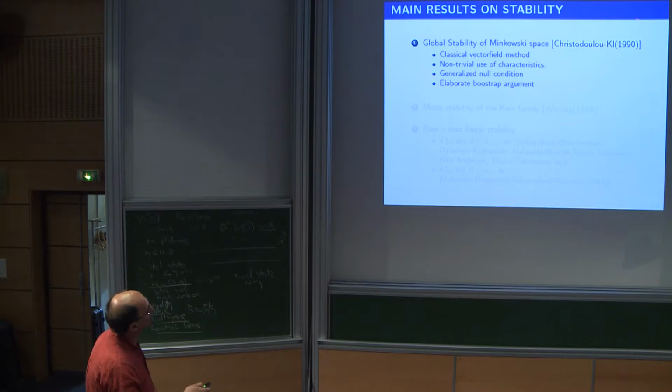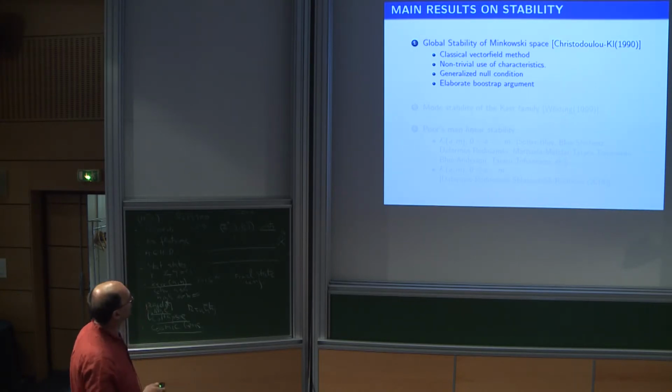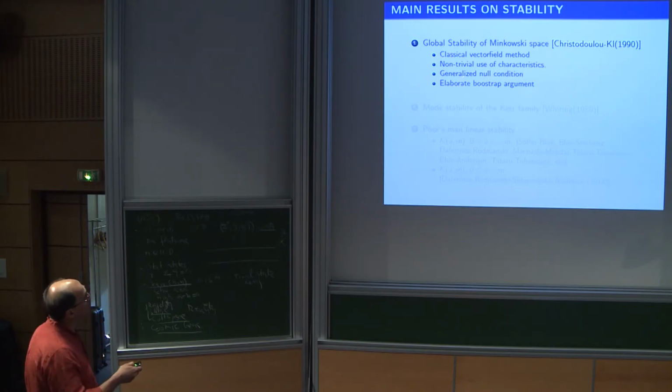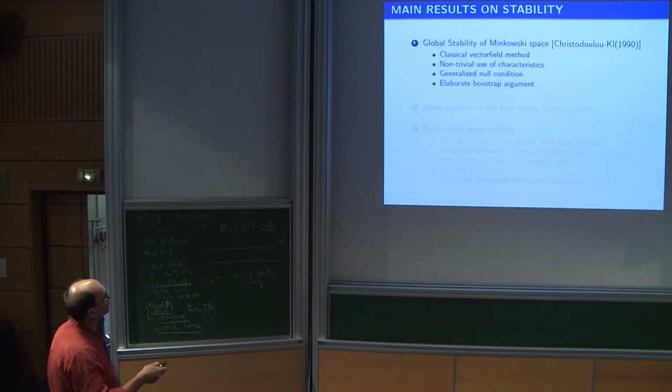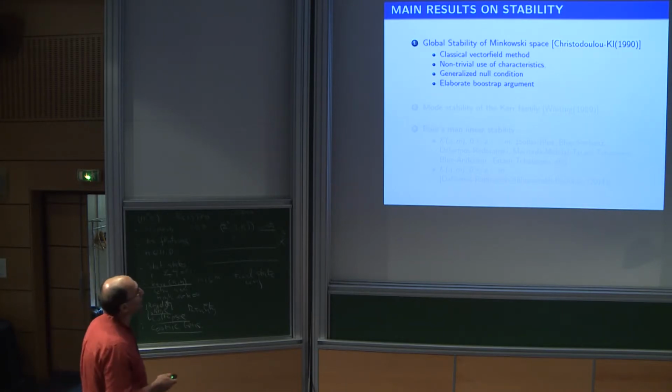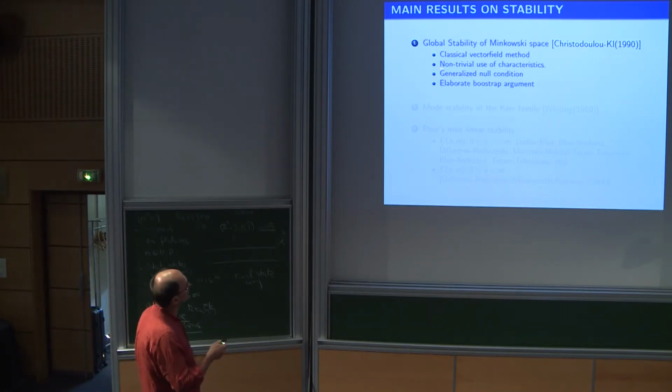And here I should say that what was important was maybe not so much just the result, but the fact that it uses geometric methods which turn out to be important in many other problems. In particular, it's also important in this problem. The classical vector field method, non-trivial use of characteristics. The non-trivial use of characteristics is fundamentally important.